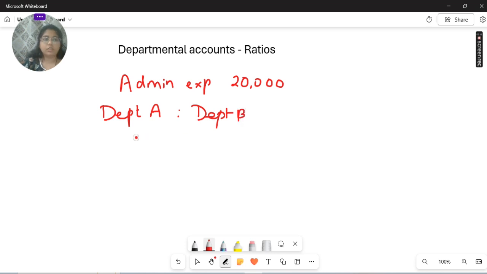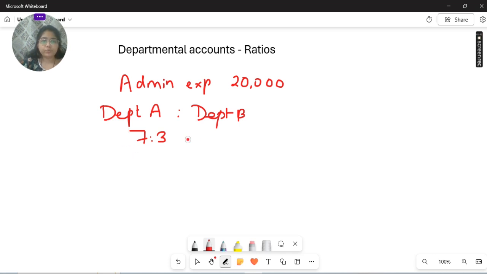The ratio given in the exam or in the question is, say, 7:3. How are you going to calculate how much expense did Department A use or spend, or how much expense is distributed or will be allocated to Department B?